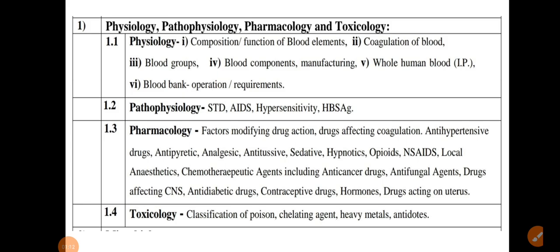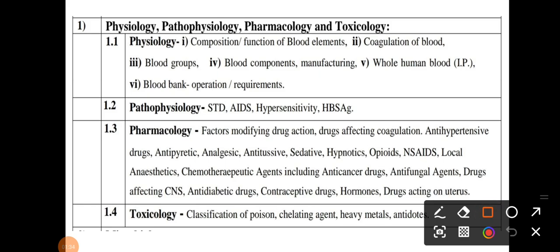Then pathophysiology, the topics are sexually transmitted diseases, AIDS, hypersensitivity and HBsAg, which is totally related to hepatitis. So there are only four topics from your pathophysiology. Then the third subsection is pharmacology. That is a very important section.